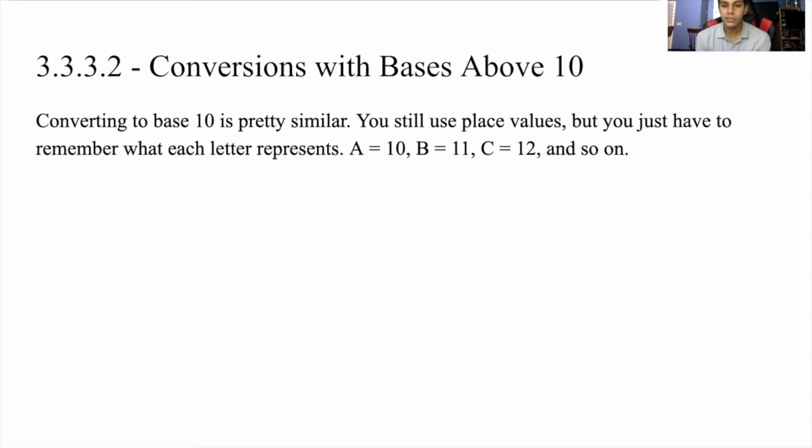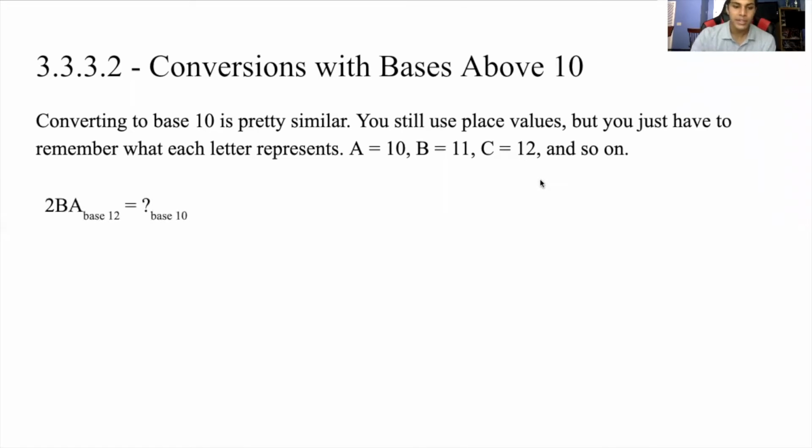You still use the place values, but you have to remember what each letter represents if you have them in a place value. So A would represent the value of 10, B would represent the value of 11, C would represent the value of 12, and so on. So let me show you an example.